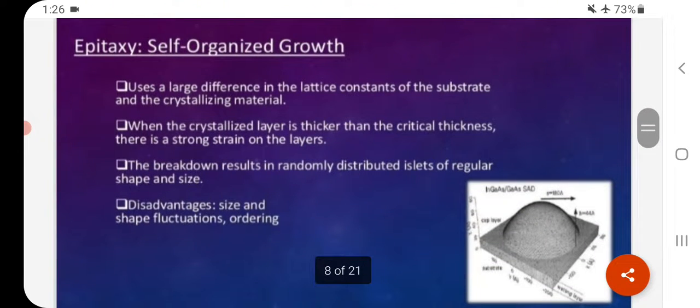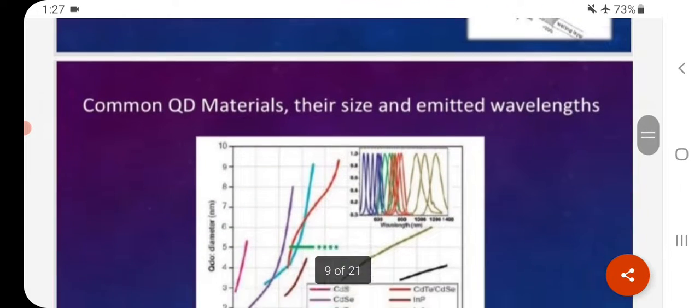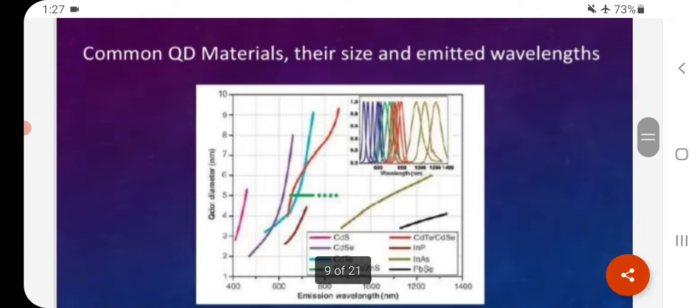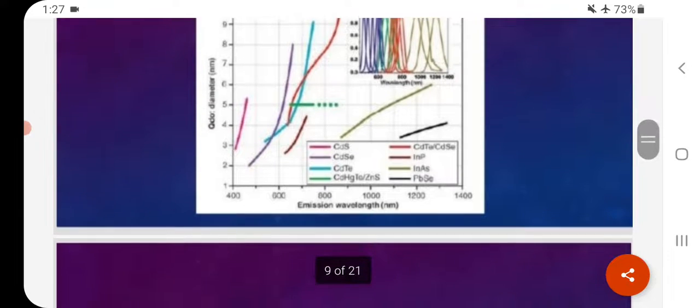Epitaxy, self-organized growth, uses a large difference in the lattice constant of the substrate and the crystallizing material. When the crystallized layer is thicker than the critical thickness, there is a strong strain on the layer. The breakdown results in randomly distributed islets of regular shape and size. Disadvantages: size and shape fluctuations, ordering. Quantum dot materials, their size and emitted wavelengths: in this diagram, the wavelengths are represented.